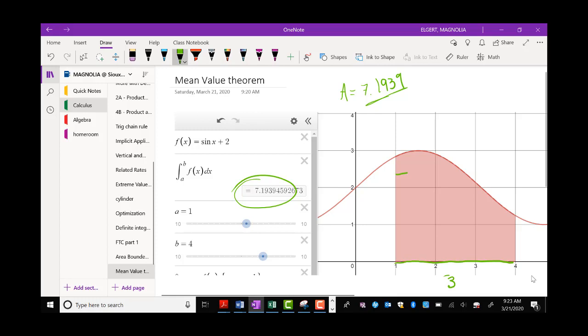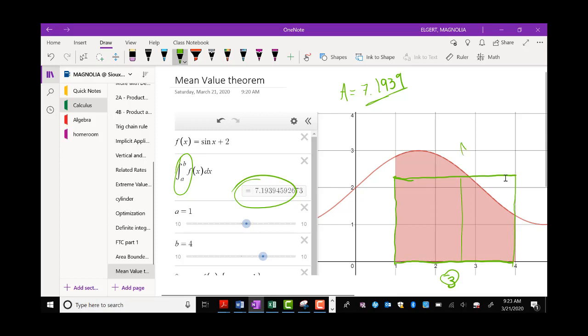So right here, 2.4. This green rectangle would have the same area, not the same shape, the same area as my area under the curve. And that has to be guaranteed because rectangles are a basic shape. So the mean value theorem guarantees that every area under a curve has a rectangle somewhere in there that has the same area. And you always know the base because it's going to be the same as your A and B value. What you're going to be trying to find is the height.